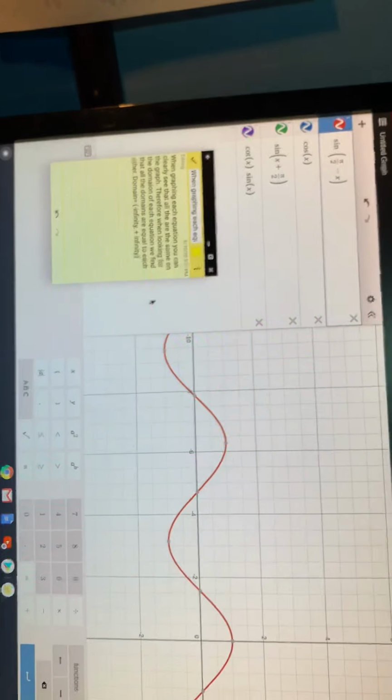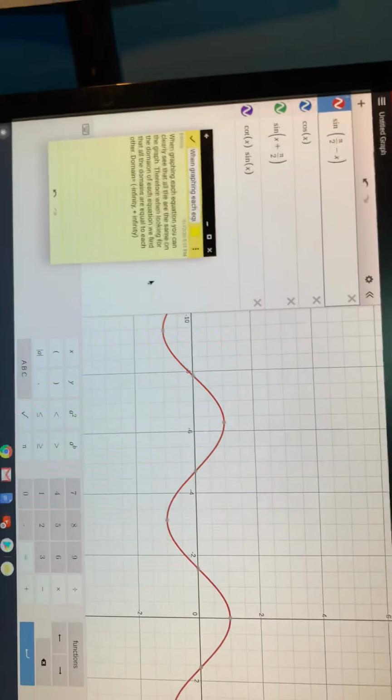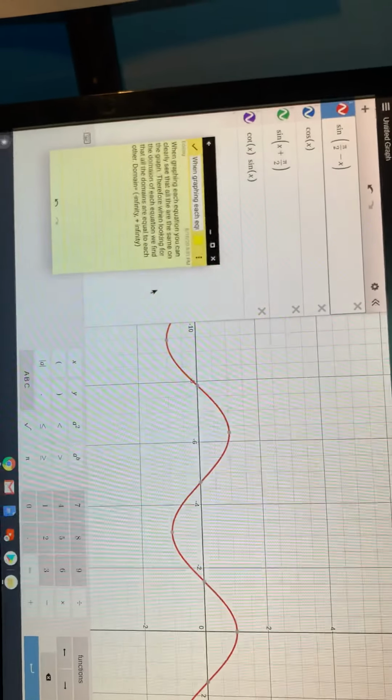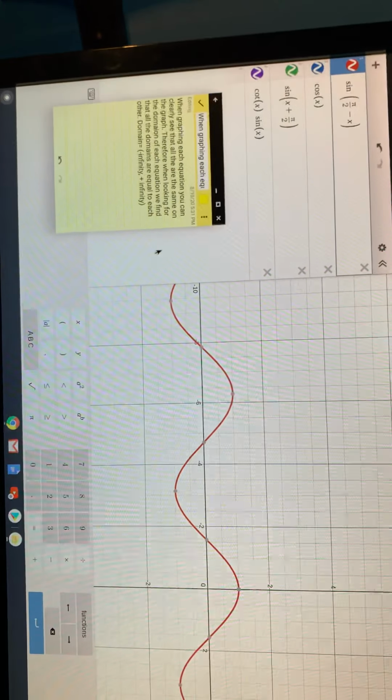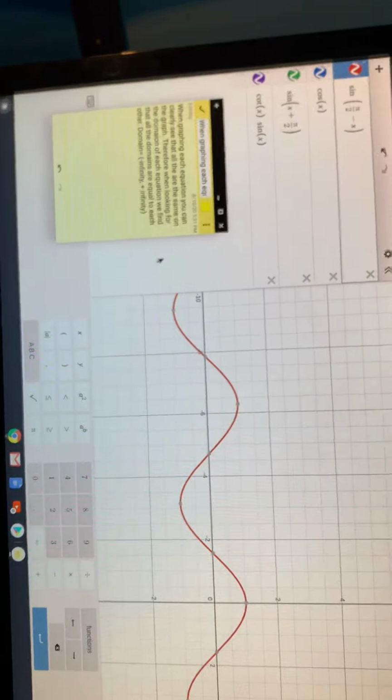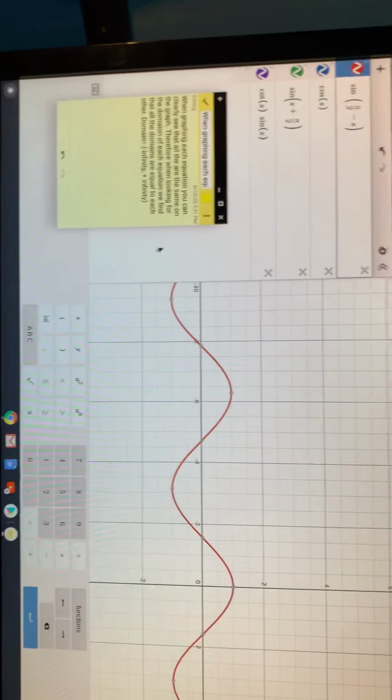So when you look for the domain, you actually get negative infinity, positive infinity. So yes, the lines will all be equal to each other. The domains are all equal.